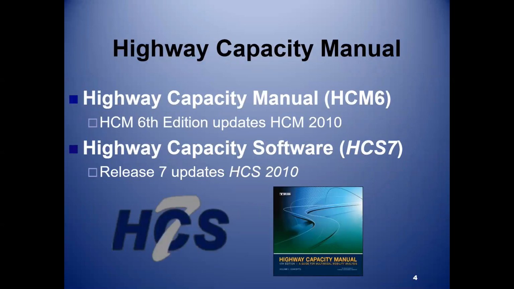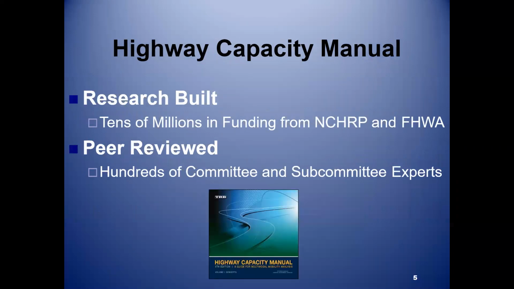The Highway Capacity Manual, 6th edition, and the Highway Capacity Software HCS7 that implements the 6th edition is the culmination of the manual that's been around since 1950. So very defendable. It's research built, with millions and millions of funding from the National Cooperative Highway Research Program and the Federal Highway Administration, all the way since about the early 80s through today.